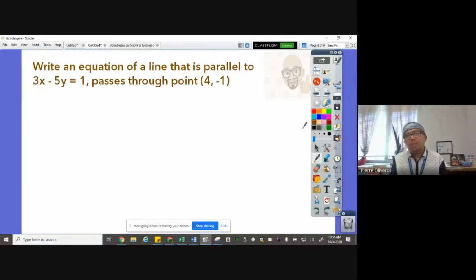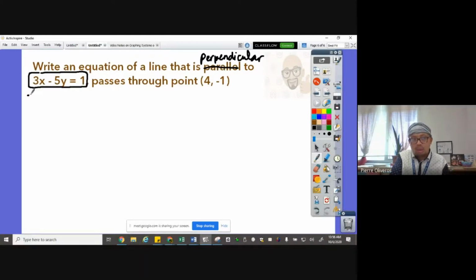So now write an equation of the line that is, let's use perpendicular here, perpendicular to 3x minus 5y equals 1 and passes through the point 4, -1. Again, we need to isolate the y here in order for us to find the slope. So minus 3x on both sides. This will give us -5y equals -3x plus 1.